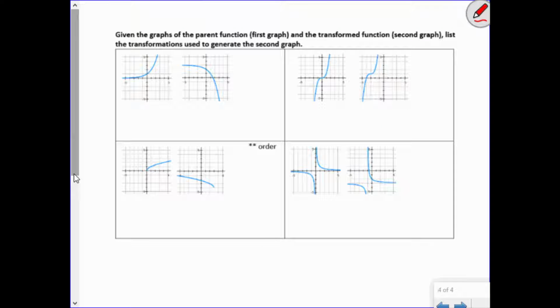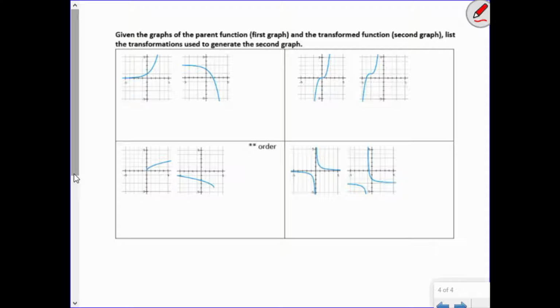And then on this last page, we just have a little bit more practice with figuring out what the transformations are just by looking at the graph. So we had to do this in order to write the equation when we saw the graph, like on the previous page. So we're not going to write the equation, we're just going to find what the transformations are.